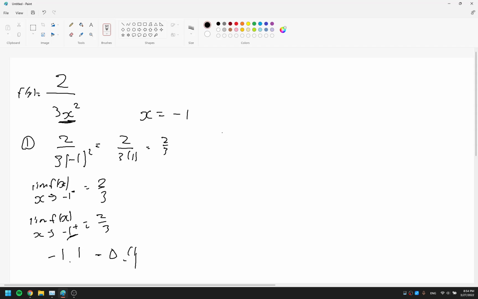So we conclude that f of x is continuous at x equals -1. I don't know the reason.